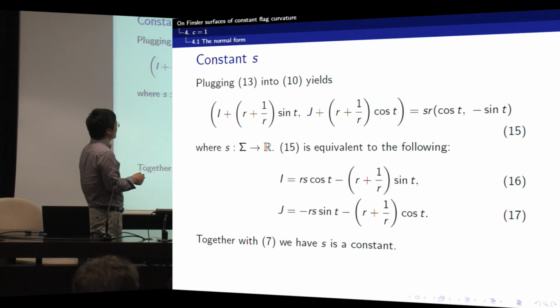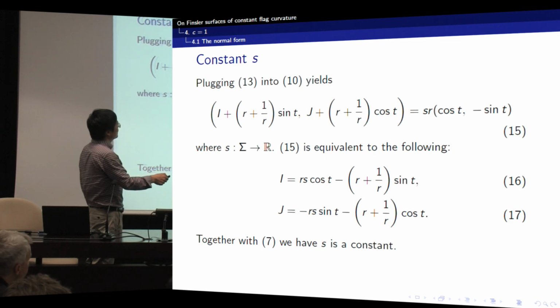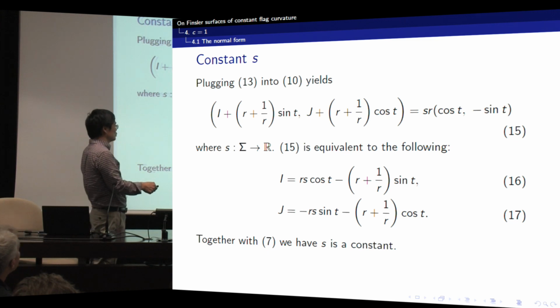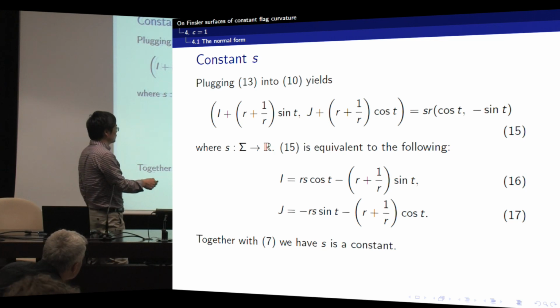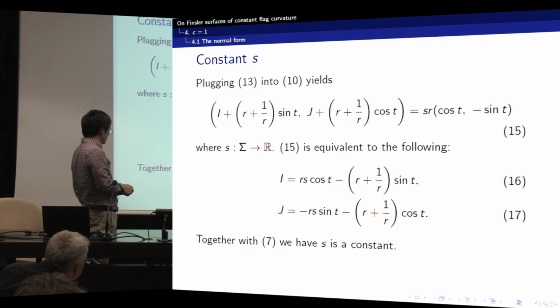The formula 15 is equivalent to the following: I is equal to this one and J equal to this one. Because this one is SR cosine t, and the second component is equal to SR minus sin t. So we can get these two equations. So we get the main scalar is equal to this one, and the Landsberg curvature equal to this one. And together with formula 7, we can show S actually is a constant.